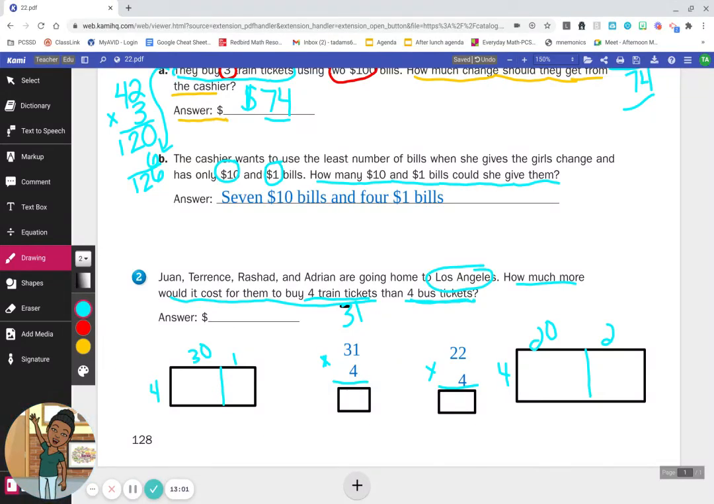Once you have your 2 totals, your question that you're answering is how much more would it cost for them to buy 4 train tickets than 4 bus tickets? We're looking at the difference. So you're going to use subtraction to find your final answer. Just a hint, you're going to look at your products and subtract to find the difference. Whatever the difference is, that's what your answer is going to be.